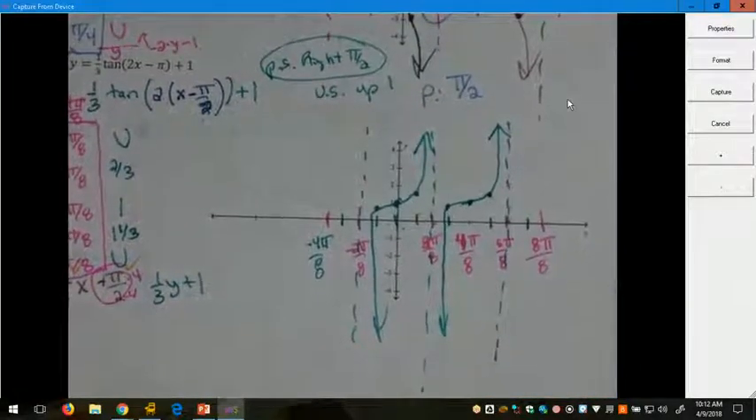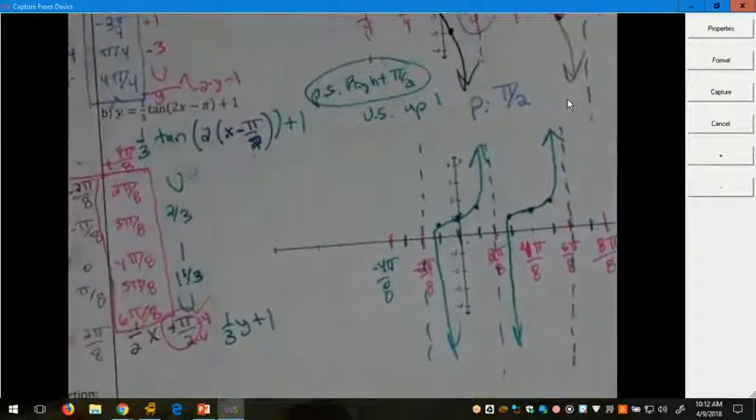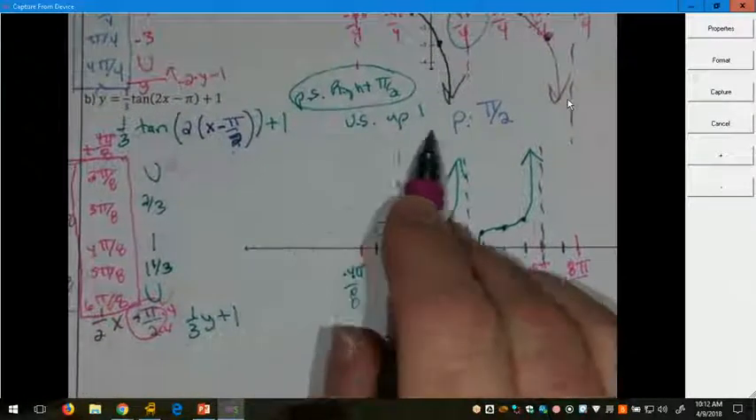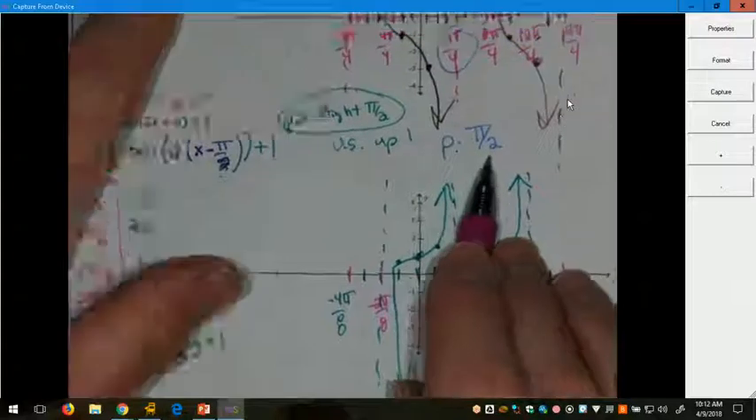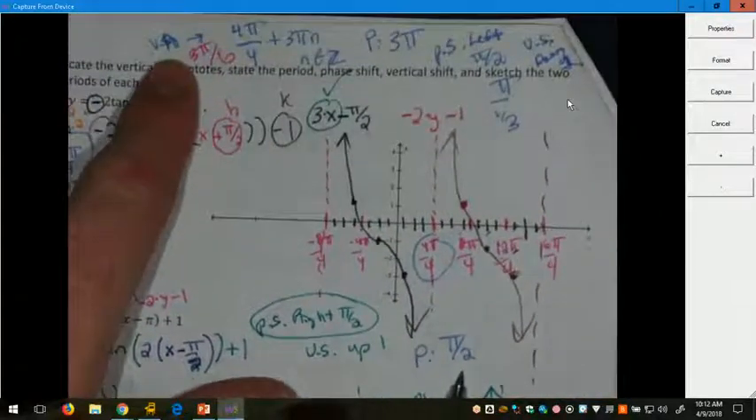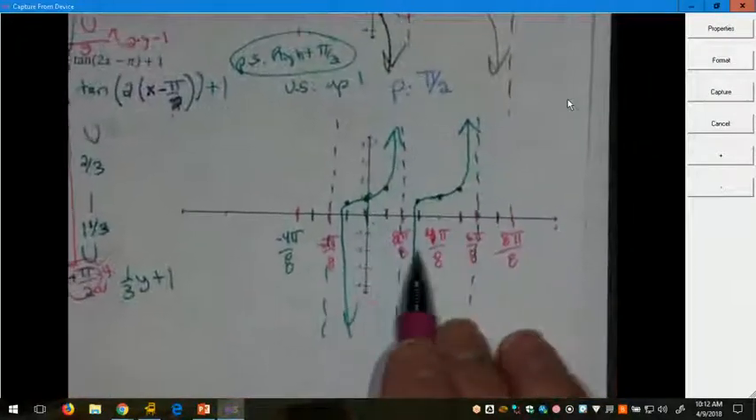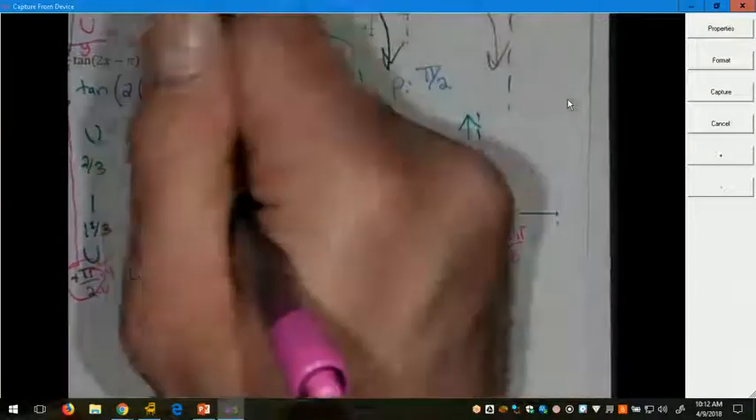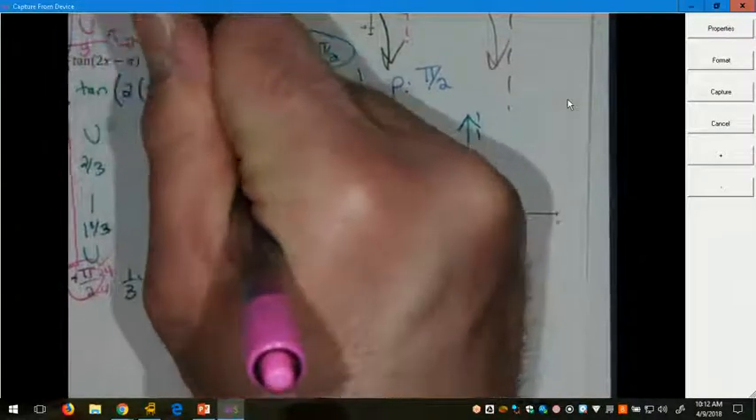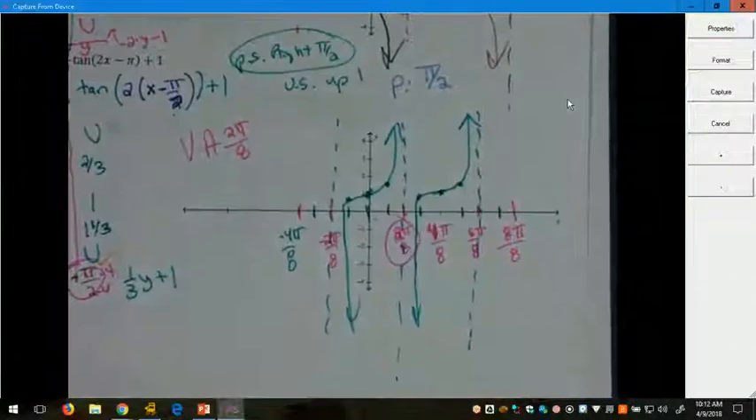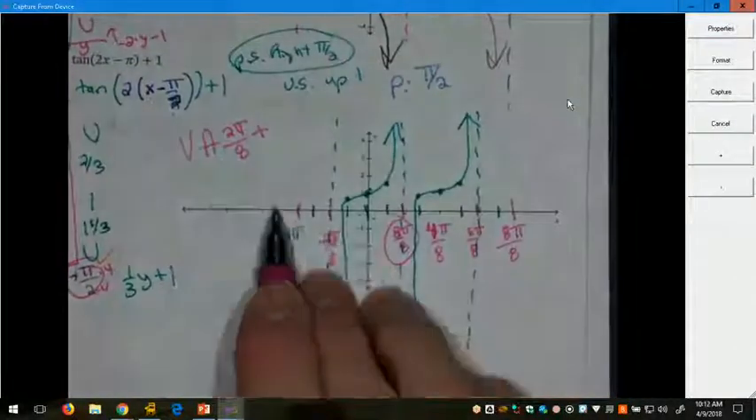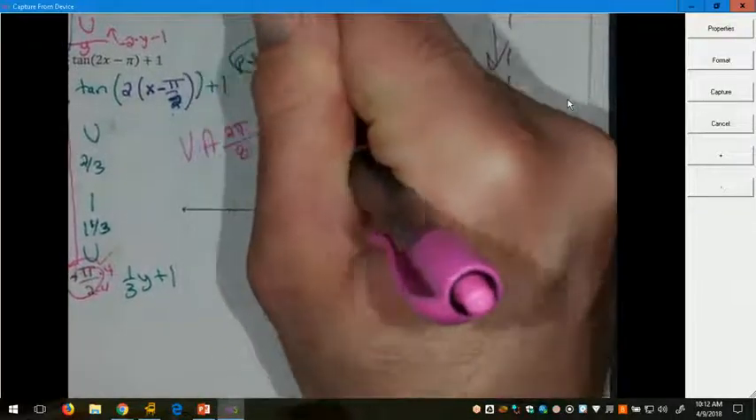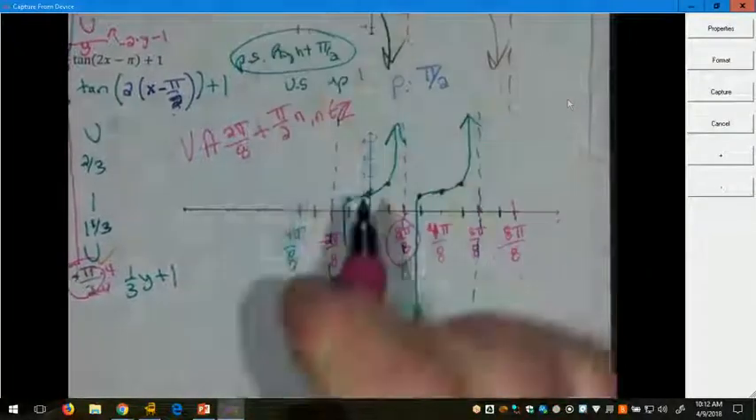So I've got my graph. We were asked to find all that stuff. We already know the phase shift. We have that. The vertical shift, we have that. The period. The period's going to help me find my expression for the vertical asymptotes, as long as I know where the first positive one is. The first positive one is at 2 pi over 8, which is pi over 4. You can write it as 2 pi over 8 or pi over 4, plus a period, which is pi over 2 times n, where n's an element of the integers.